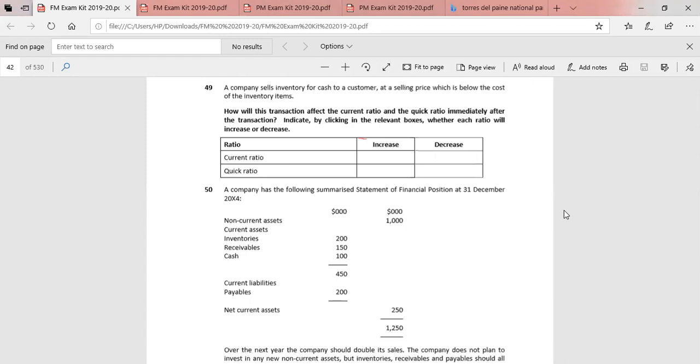Then a company sells inventory for cash to a customer. I'm reading the 49th question. At a selling price which is below the cost of the inventory items.